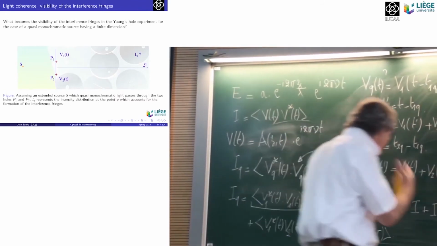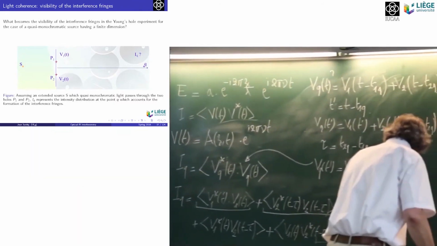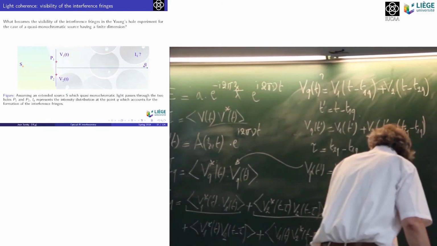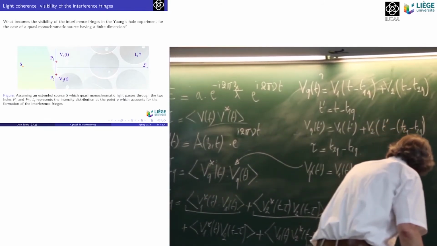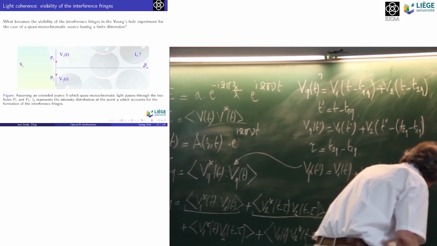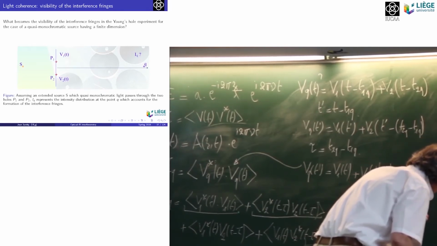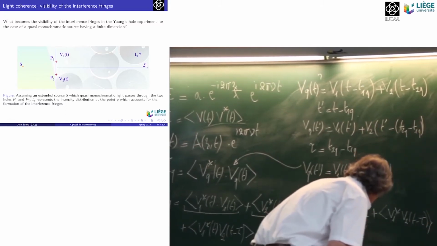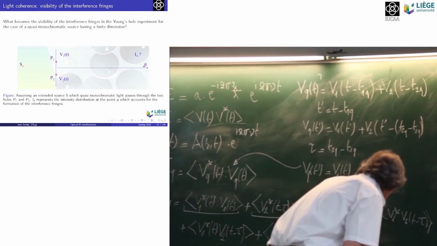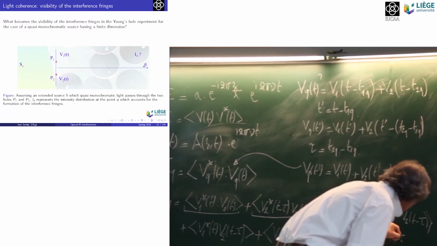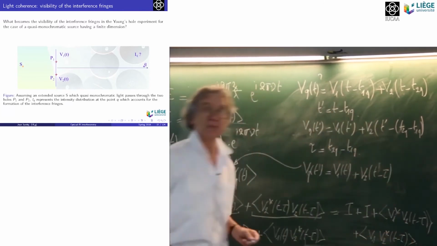So plus, now I can do the following, plus the time average of V1 star times V2 of t minus tau, plus the time average of V1 times V2 conjugate complex of t minus tau, like that.